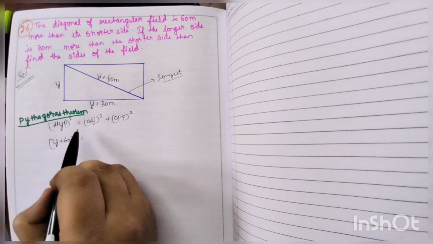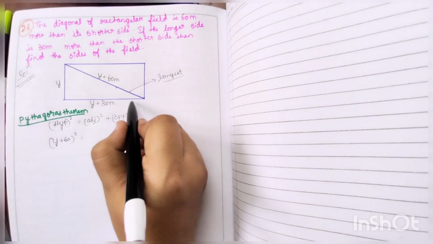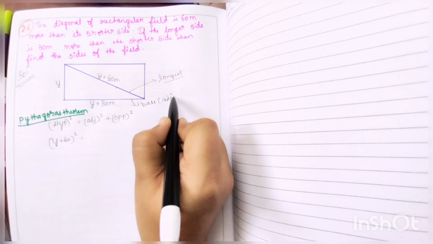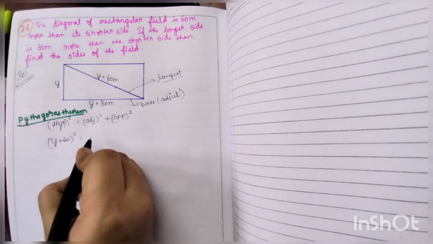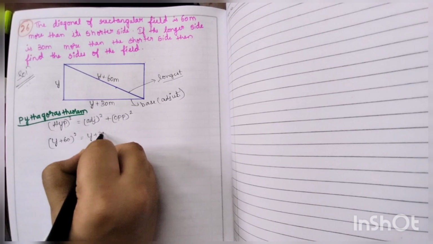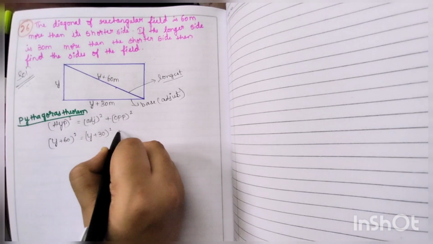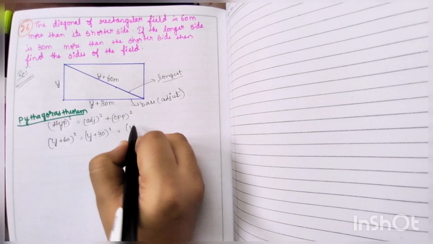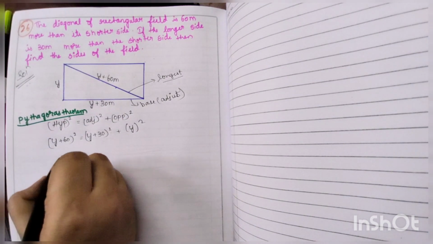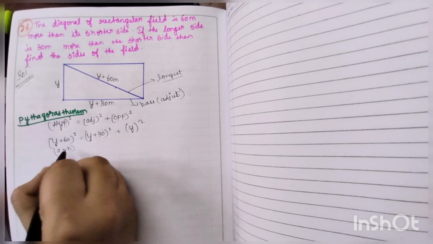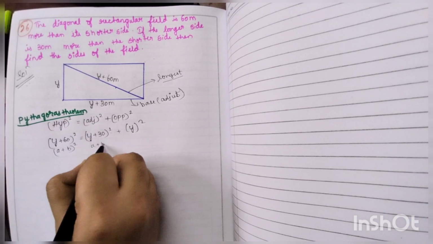Then what is adjacent? Adjacent is the base, so this is the base, or we can tell adjacent, correct? Now adjacent is nothing but (y plus 30) the whole square. Then what is opposite? Opposite is nothing but y, then y the whole square. Now substitute the formula, it looks like (a plus b) the whole square.